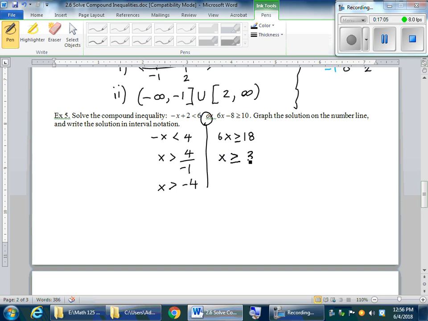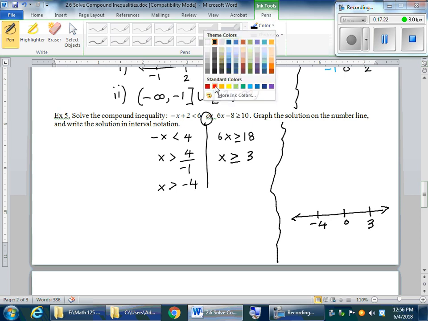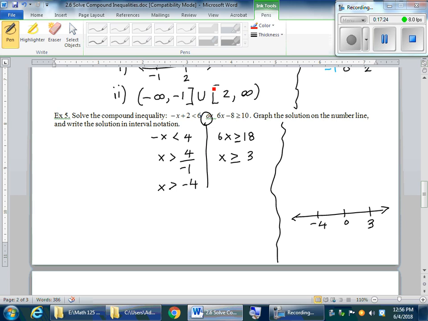So now, like before, graph each part to visualize it. And gradually you improve and then don't need to visualize, to a point that you don't need to visualize. So x is greater than -4, so it's not inclusive, so we use open circle, greater than -4. That means -3, -2, -1, and so on and so forth.